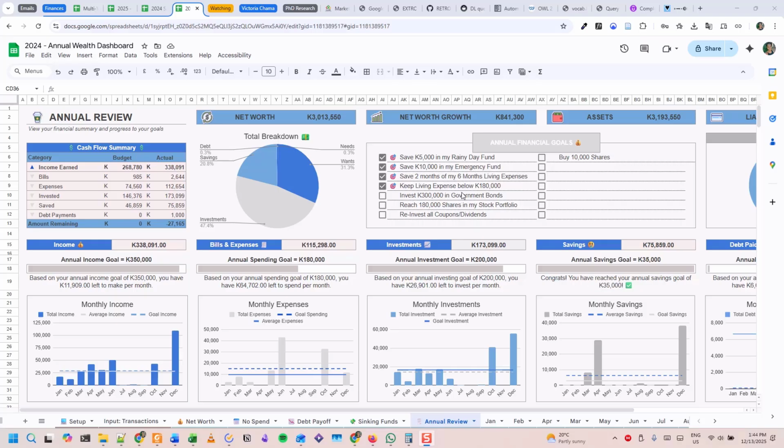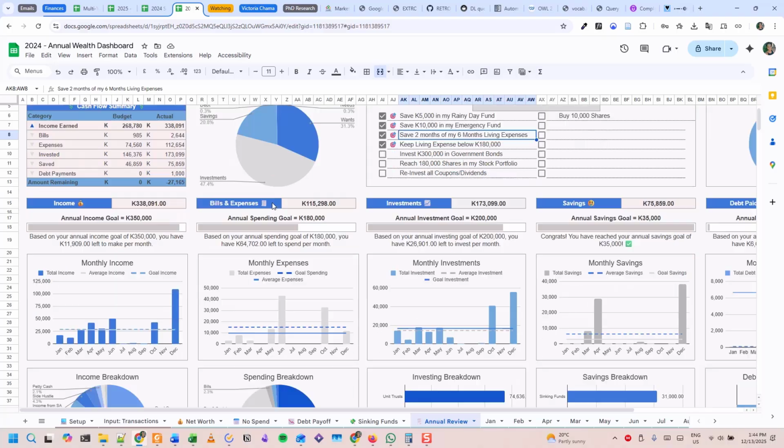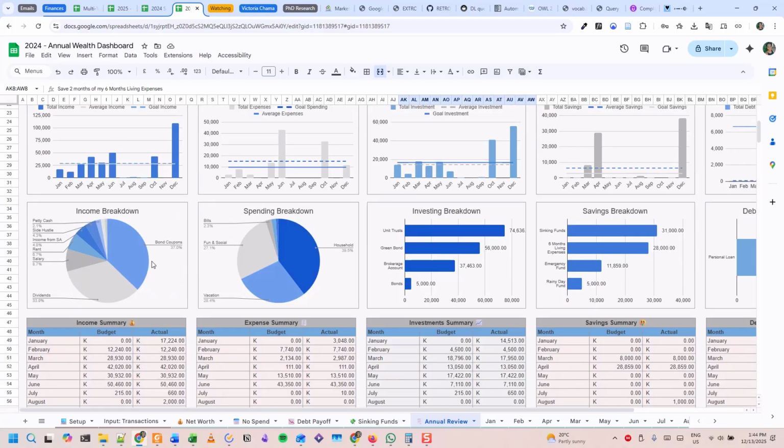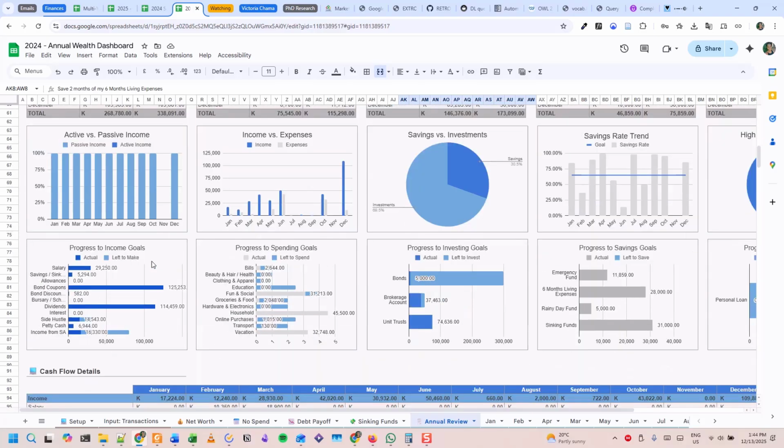It shows and keeps track of what financial goals you've currently hit, a total breakdown for the entire year, showing exactly where your money went for that specific period. It shows so many stats as far as income, spending, investments, as well as other cash flow details and trends that you can utilize.